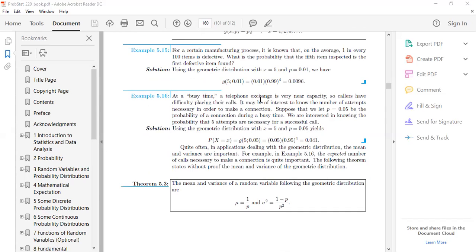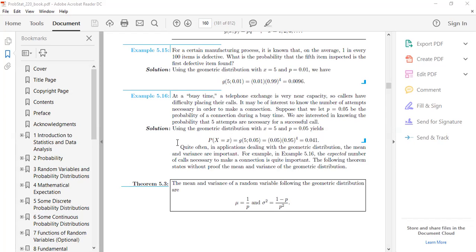At a busy time, a telephone exchange is very near capacity, so callers have difficulty placing calls. It may be of interest to know the number of attempts necessary in order to make a connection. So the number of attempts we have to make to get the connection. Suppose that p, the probability of getting the connection during the busy time, is given to you as 0.05. We are interested in knowing the probability that 5 attempts are necessary for a successful call.